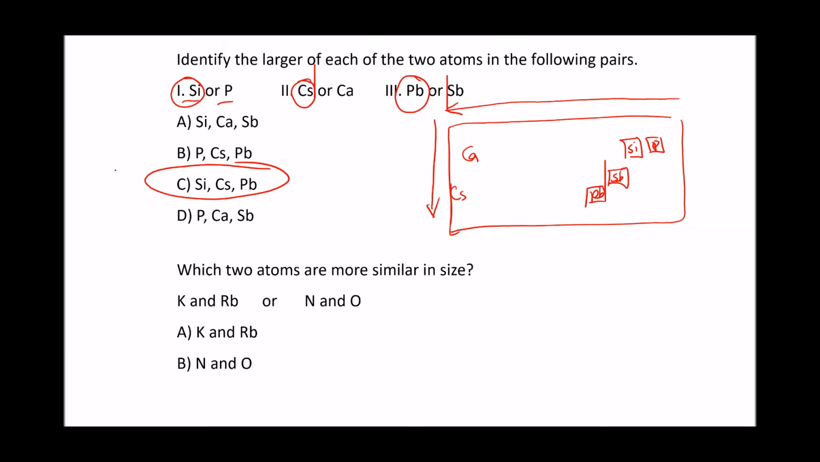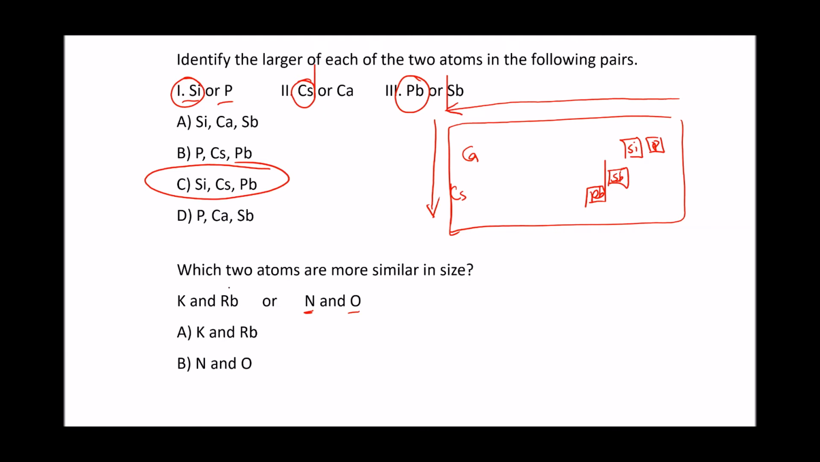Okay, and we'll quickly emphasize this fact here. The degree of size difference is more significant down the group in comparison to across the period. So you will find that nitrogen and oxygen are close in size to each other. Nitrogen is slightly larger, but not too much larger. While calcium and rubidium is all the way down the group. It's a higher energy level.